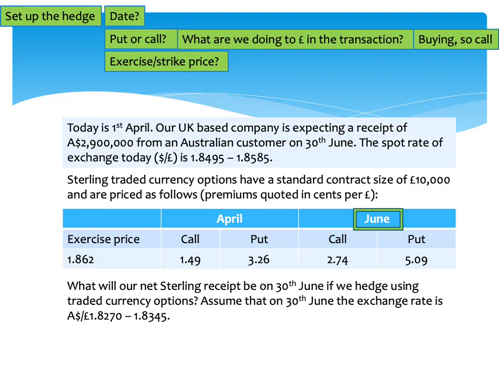And in this case, we only have one exercise price in the table, which is 1.862. So that's going to be the one we have to choose. There's no other choice with that.